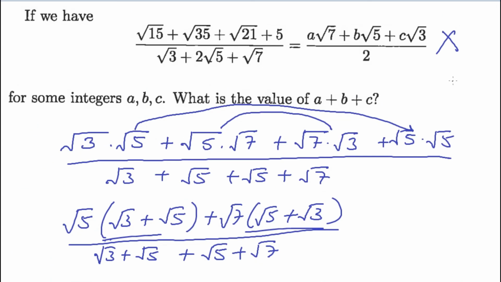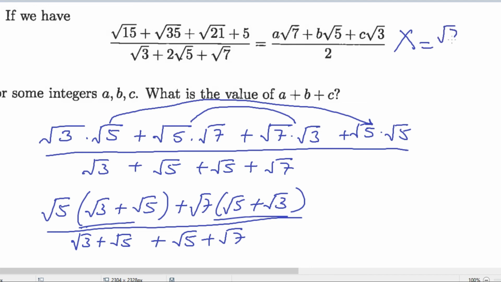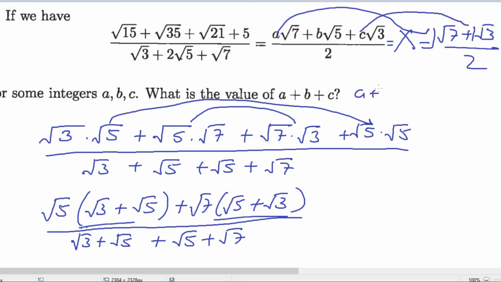So that's what our x is, root 7 plus root 3 by 2, and it resembles this thing, the x. So a is just 1, b is 0, c is just 1, so a plus b plus c is going to be 2, because a is 1, b is 0, and c is 1.